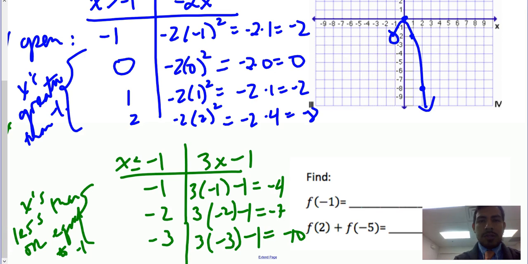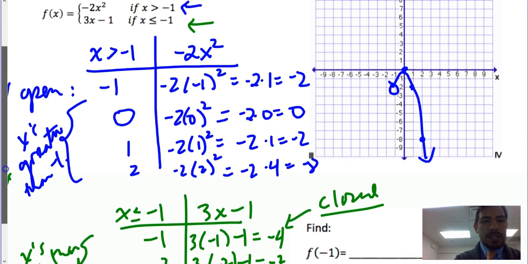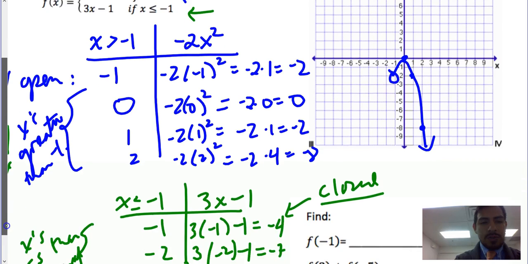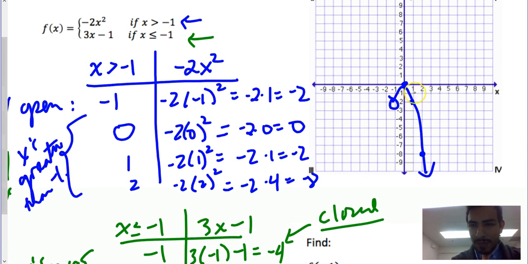Please note, we have a closed circle at negative 1 because of the equal sign here. We had an open circle at negative 1 in blue because there was no equal sign underneath the greater than. So the points that I'm going to plot are going to be negative 1, negative 4. So negative 1, negative 4, here's that one, it's closed.